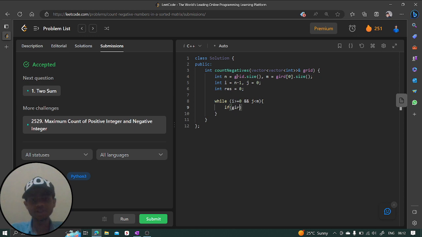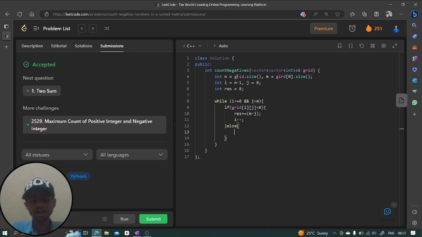So you have to check first of all if grid of i and j is less than 0, right? If it is less than 0, what you are going to do, you are going to add all the numbers next to it as well, right? Result plus equal to m minus j, and you are going to move up. So i minus equal to 1, so we can do like this as well, right?